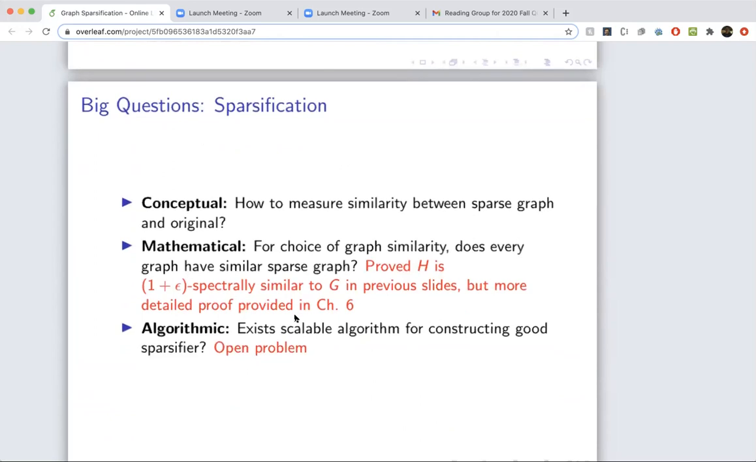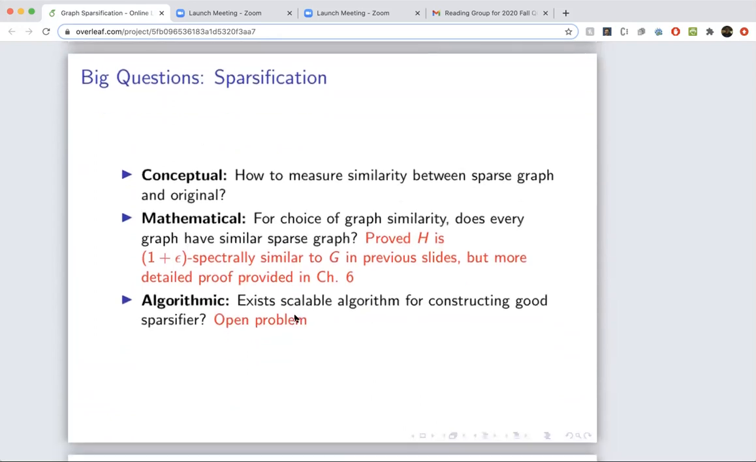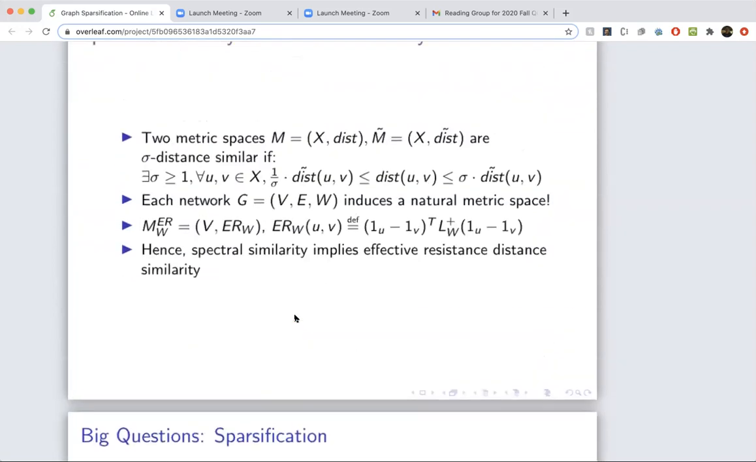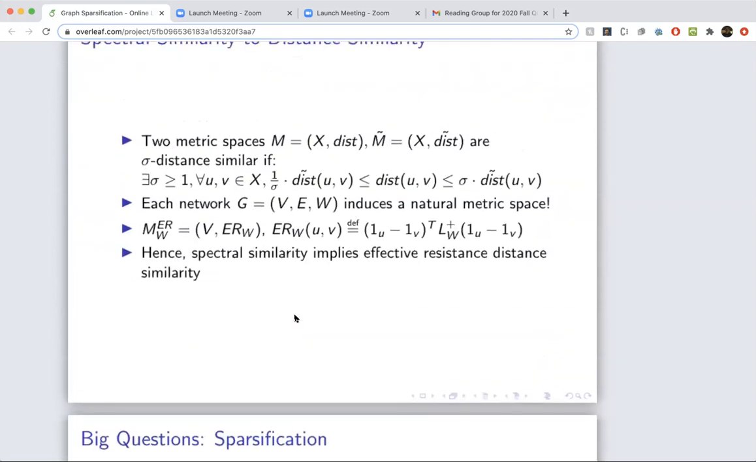Okay, and so the big questions here for sparsification are— Can you go over the second claim, which is that each network induces a natural metric space? Could you explain that just a little more?